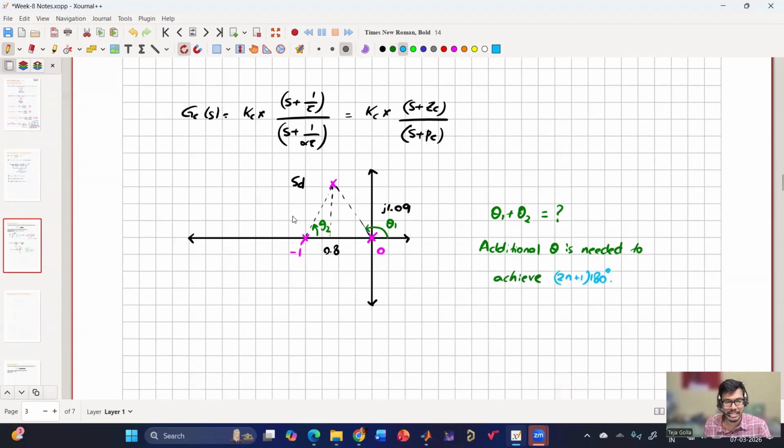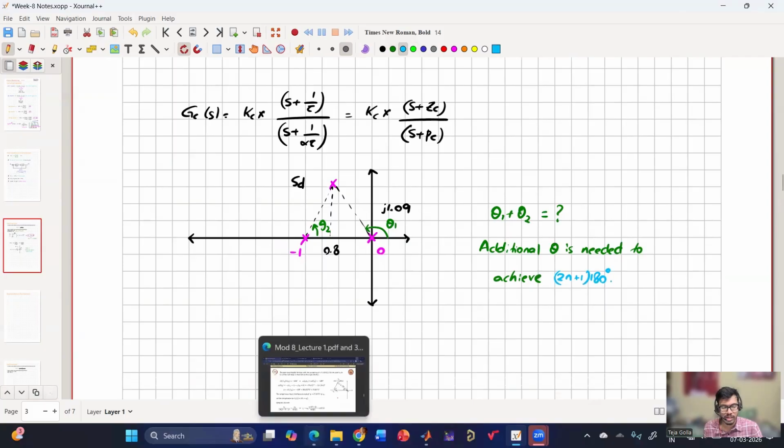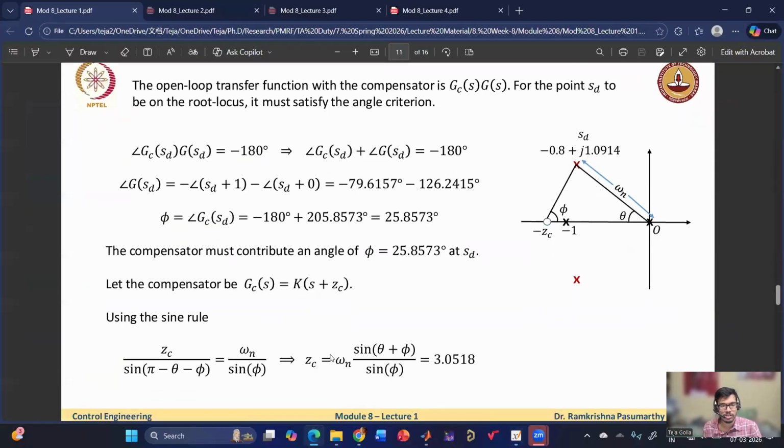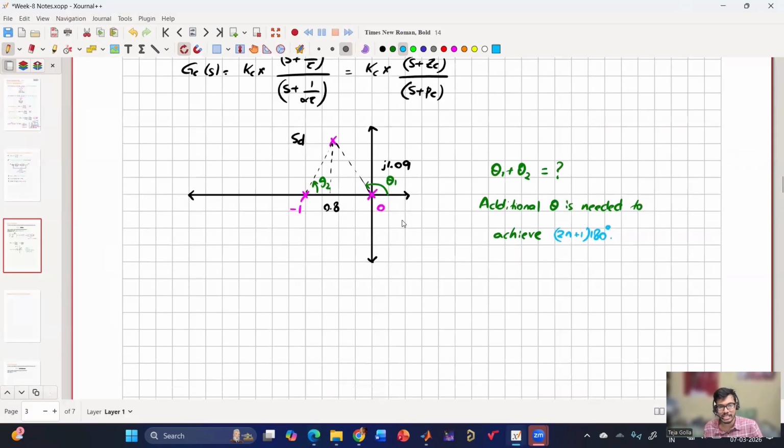First we have to calculate theta 1 and theta 2, but to save time I will not calculate. I'll use the theta that sir has obtained. So theta 1 and theta 2 are 79.61 and 126. And then, the additional phase that is needed is 25.8573 degrees. So we will be needing an additional phase of 25.8573 degrees.